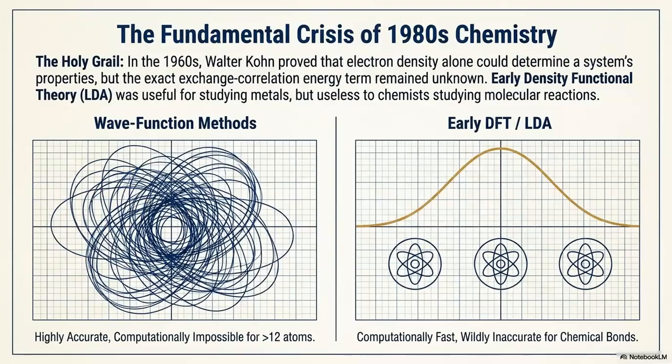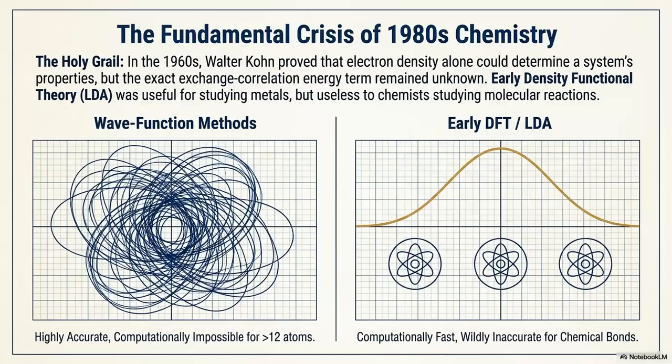In the 1980s, chemistry reached a breaking point known as the fundamental crisis. While Walter Kohn had earlier revealed the Holy Grail, that electron density holds the key to a system's properties, the specific mathematical bridge remained a mystery. As we view this dilemma, we see a field divided.